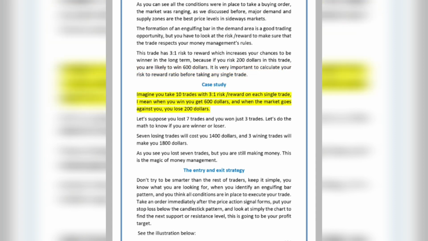Case study. Imagine you take 10 trades with 3:1 risk reward on each single trade. I mean, when you win you get $600, and when the market goes against you, you lose $200. Let's suppose you lost 7 trades and you won just 3 trades. Let's do the math to know if you are winner or loser. 7 losing trades will cost you $1,400, and 3 winning trades will make you $1,800. As you see, you lost 7 trades, but you are still making money. This is the magic of money management.